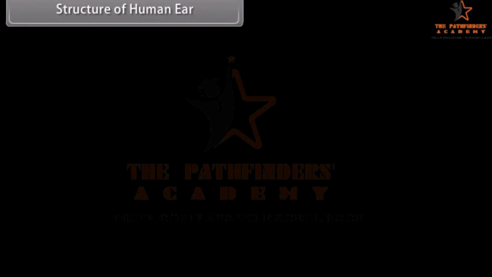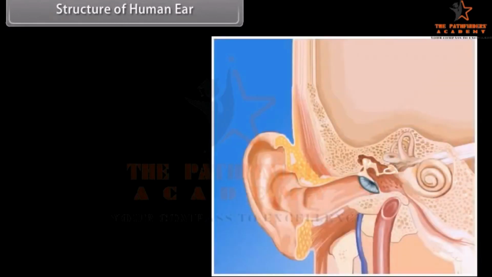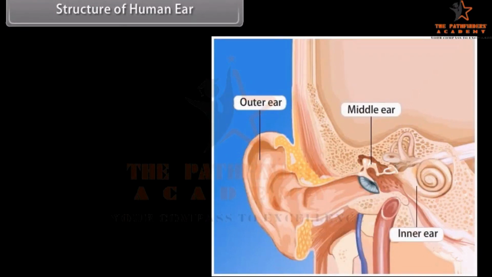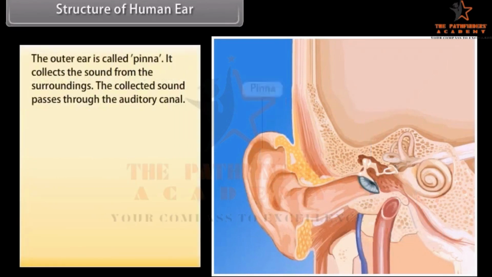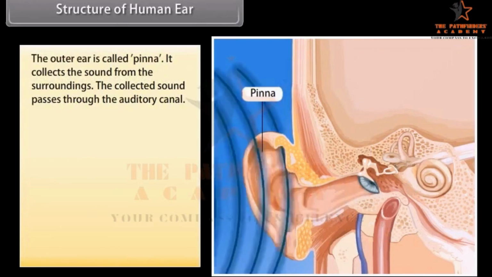Structure of the human ear. The ear consists of three basic parts: the outer ear, the middle ear, and the inner ear. Each part of the ear has a specific role in the task of detecting and interpreting sound. The outer ear is called the pinna. It collects the sound from the surroundings. The collected sound passes through the auditory canal.